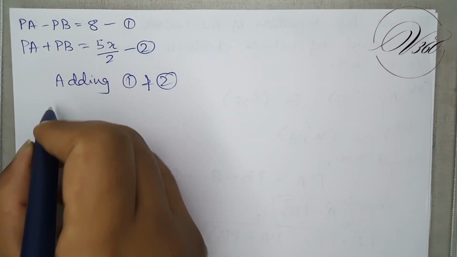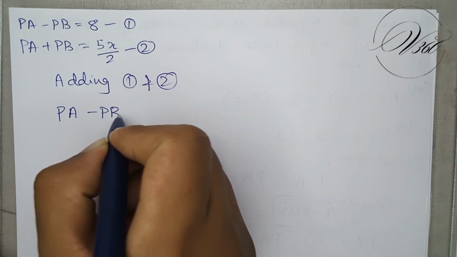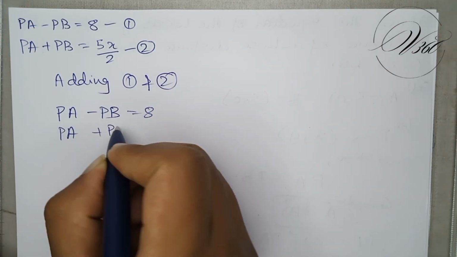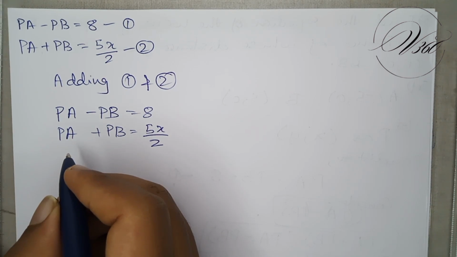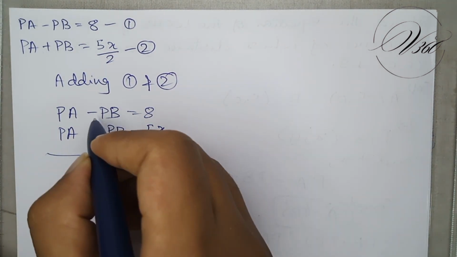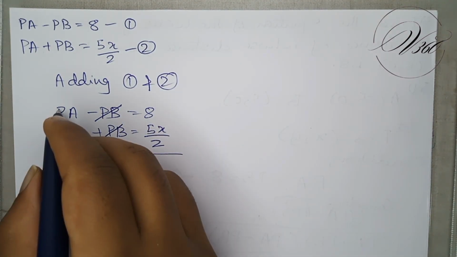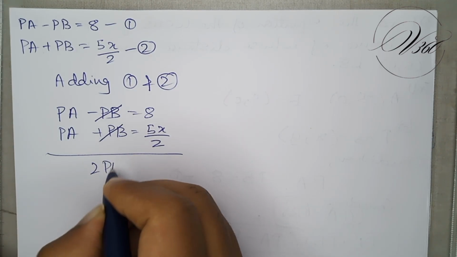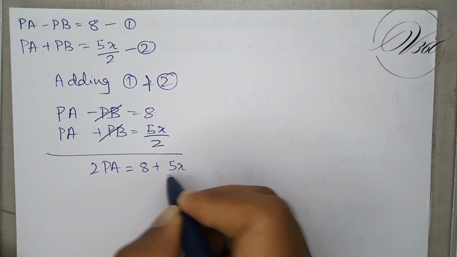Now we are going to add this. PA minus PB is equal to 8. PA plus PB is equal to 5x by 2. Now if we add this, PB minus PB cancels and we get plus PA again plus PA, which is 2PA is equal to 8 plus 5x by 2.